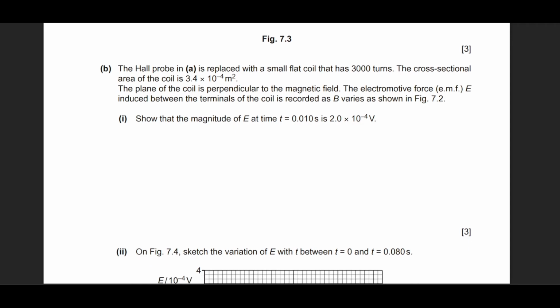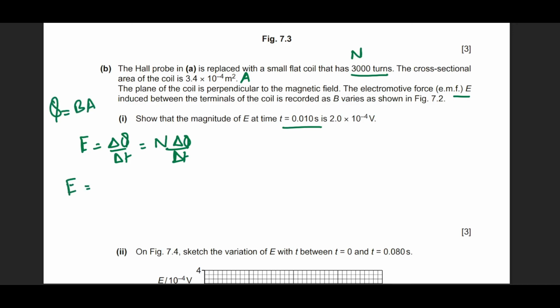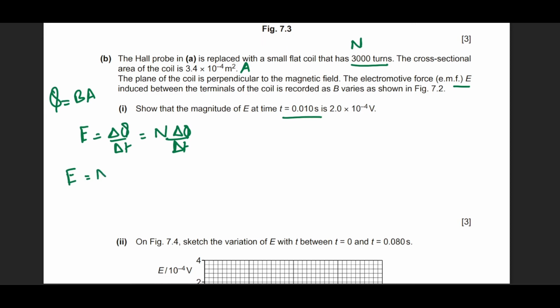Moving on, part B, he says that there are 3,000 turns. They have replaced the slice with a coil. Cross-sectional area this much. This is A, this is N. He says there is an EMF. He says, show that the EMF is this at 0.010 seconds. The formula for induced EMF is the rate of change of magnetic flux. If there are a number of coils, this formula becomes N Δφ divided by ΔT. And φ, or magnetic flux, is equal to magnetic flux density multiplied by cross-sectional area. So this becomes NAΔB divided by change in time.